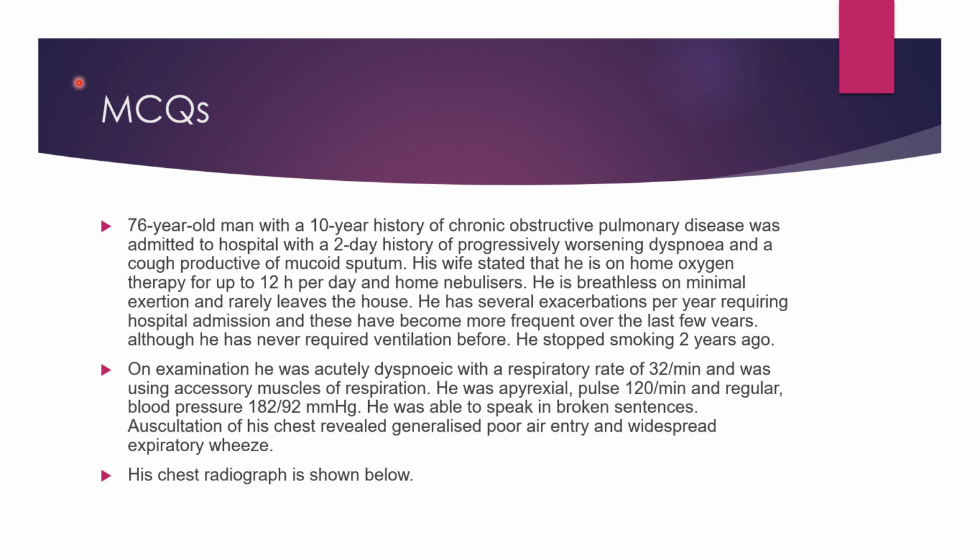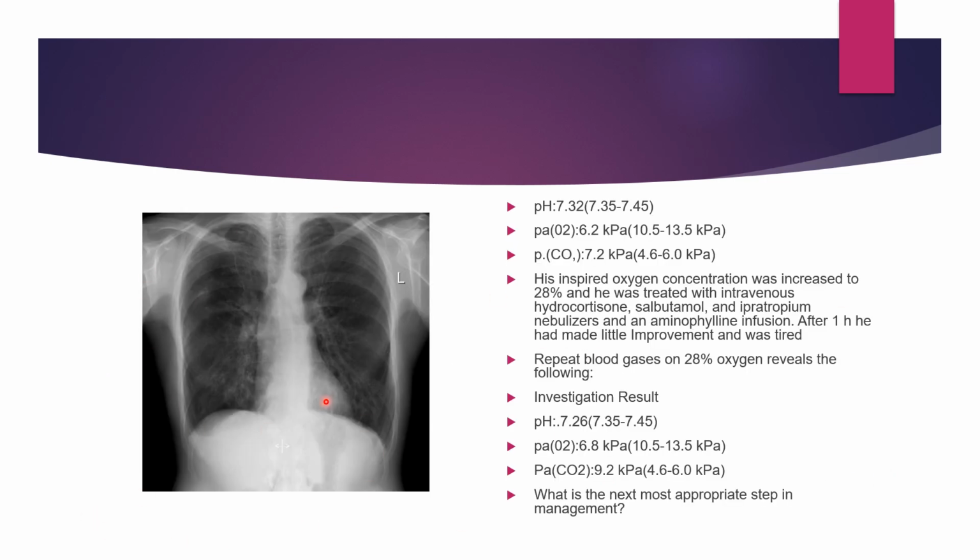His chest radiography. So let's see the chest X-ray. This is the chest X-ray, which is showing hyperinflated lung fields, a flattened diaphragm and a narrow heart. So this is suggestive of emphysema. Coming to the ABG values when he came to the hospital, the pH is 7.32, which is less than 7.35 obviously, and the PaO2 is 6.2 kilopascals, which means there is hypoxia, and PCO2 is 7.2, which means there is respiratory acidosis in this patient.